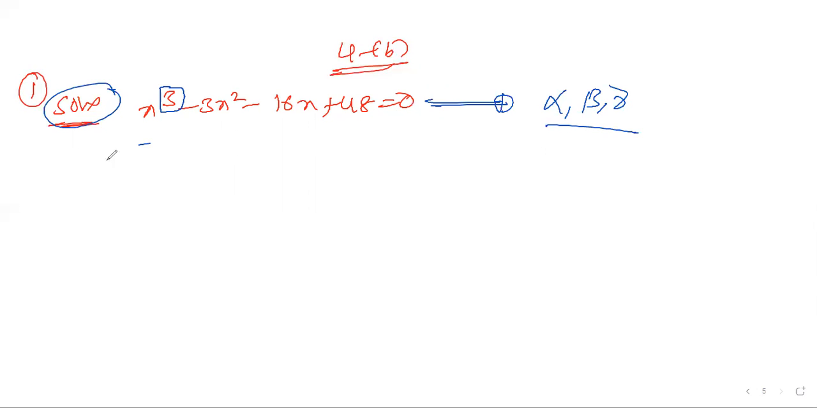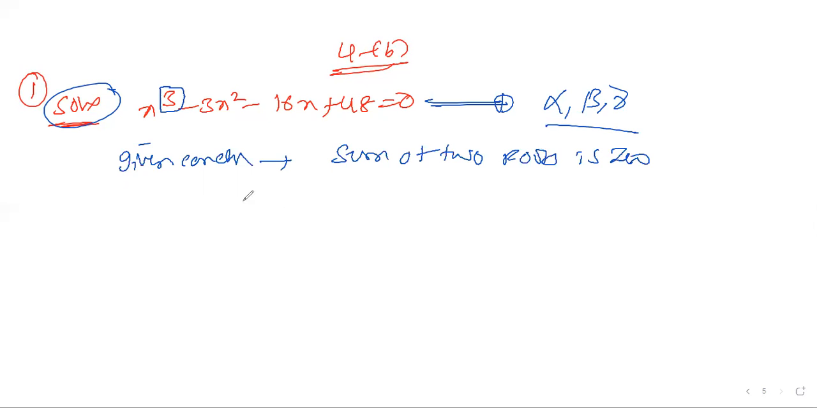What they mention is the given condition: the sum of two roots is 0. So sum of two roots is 0 means, here what you have to do: alpha plus beta is equal to 0. This is the condition we have to use. Okay, this is the condition.